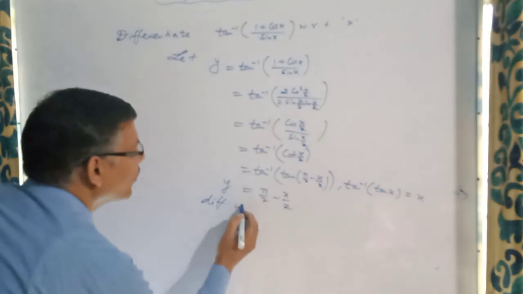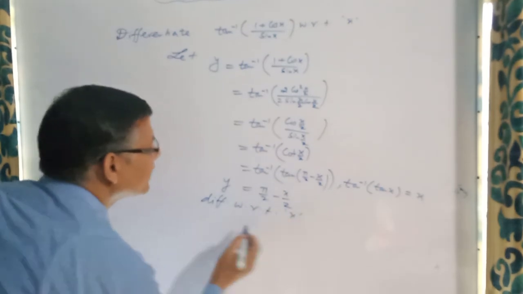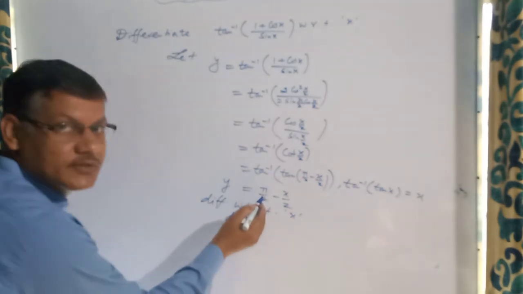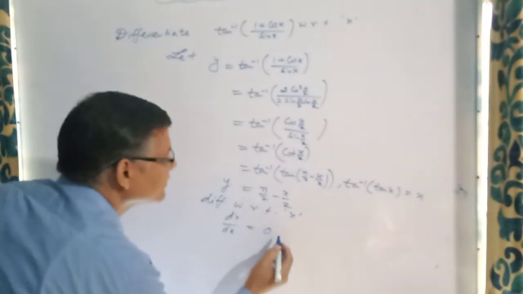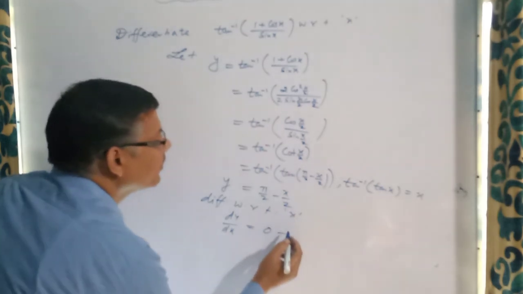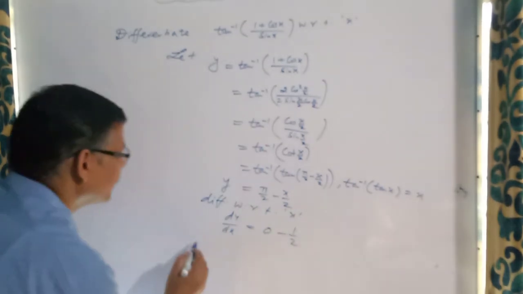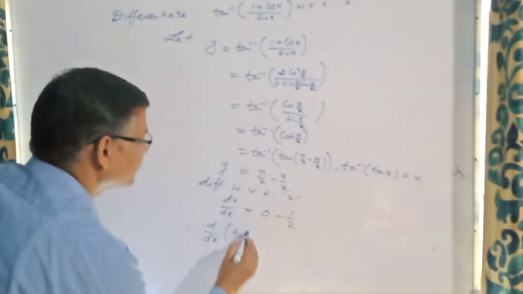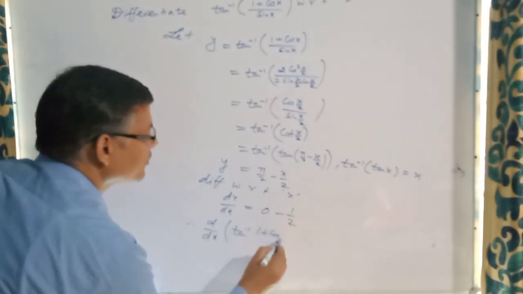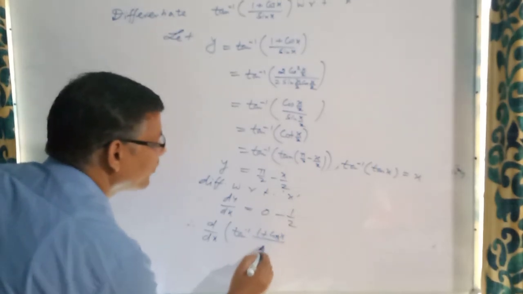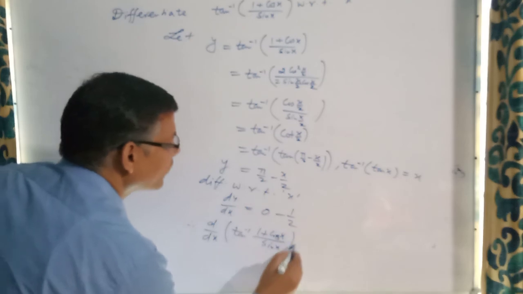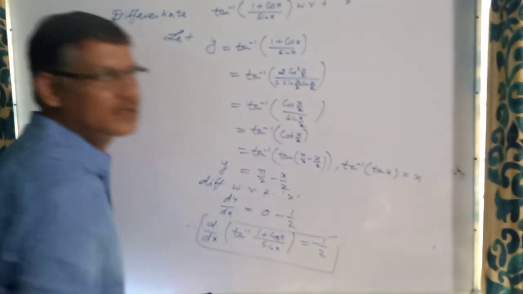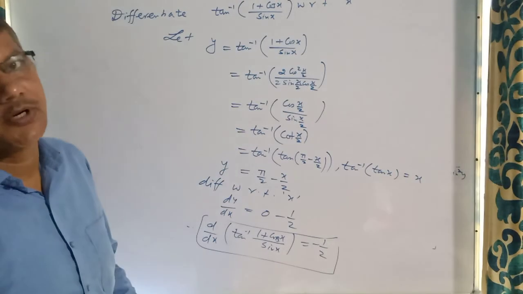Now a simple thing, differentiating with respect to x, we get derivative of y is dy by dx. Pi is constant, pi by 2 is also constant, so it is 0, minus derivative of x is 1, so it comes as minus 1 by 2. Therefore the derivative of the given function tan inverse of (1 plus cos x) by sin x is equal to minus 1 by 2. So easy. Okay, you don't have to take any tension, half the part is inverse trigonometric functions, half the part is differentiation. Okay.